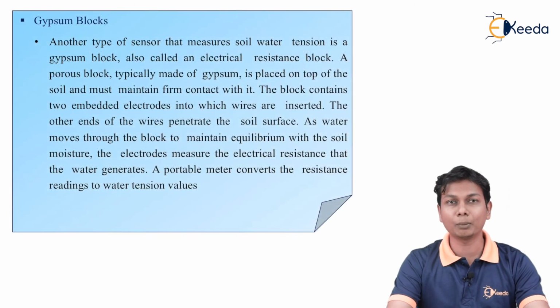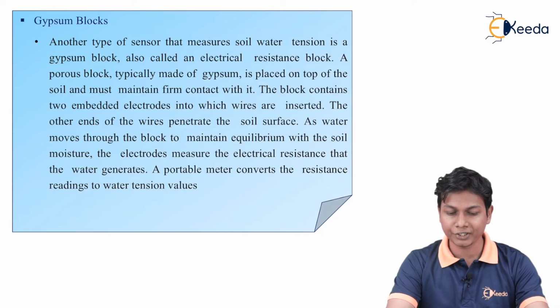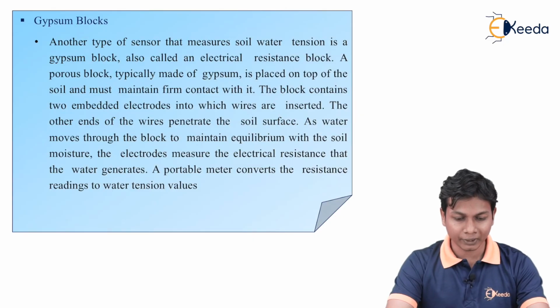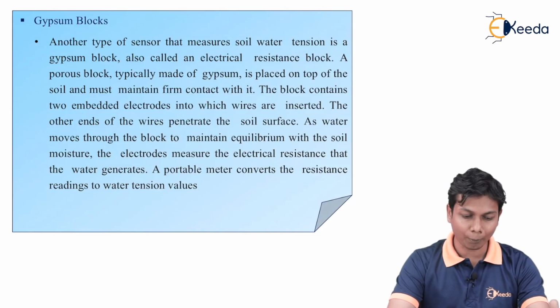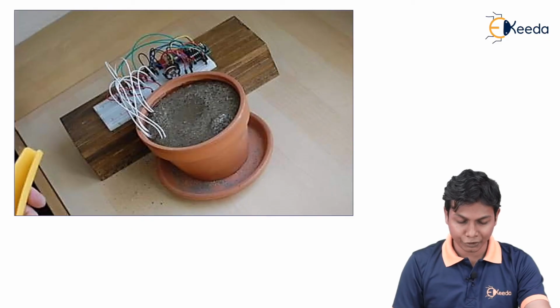Now, the gypsum block is another type of moisture sensor that measures soil water tension. A gypsum block is also called an electrical resistance block, a porous block typically made of gypsum, and it is placed in the soil and must be maintained in firm contact with it. See here, here is a gypsum block sensor.